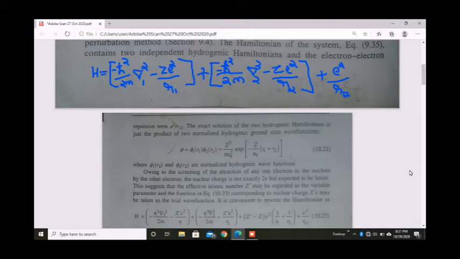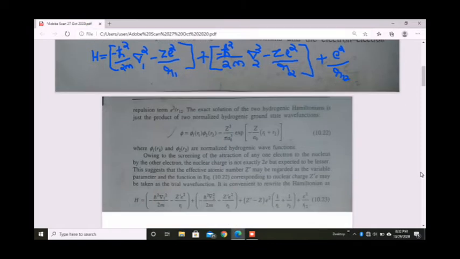It is equal to minus h cut squared by 2m del 1 squared minus Z e squared by r1, plus minus h cut squared by 2m del 2 squared minus Z e squared by r2, plus e squared by r12. That is the electron-electron interaction term. The wave function is taken as a product of two normalized hydrogenic ground state wave functions. The term e squared by r12 is taken as the electron-electron repulsion term.